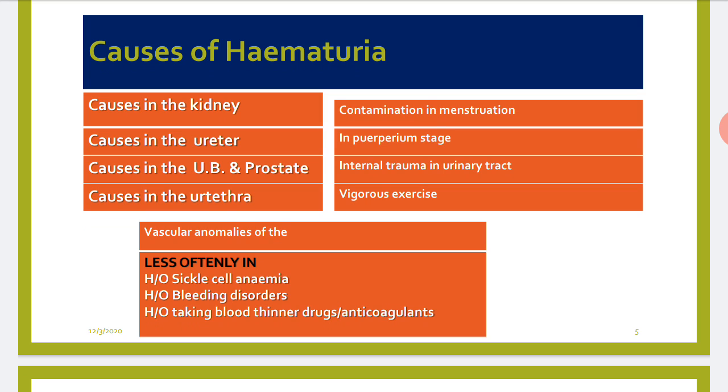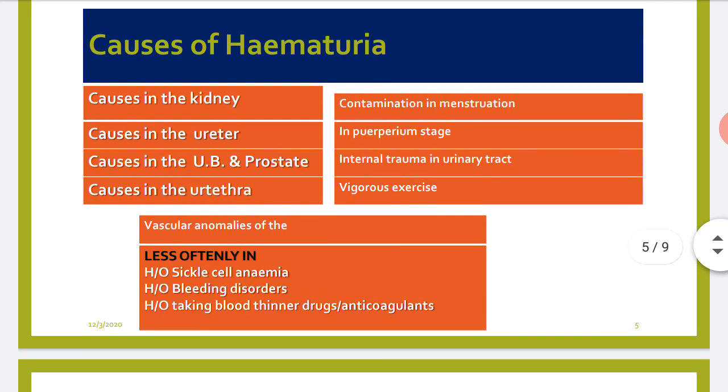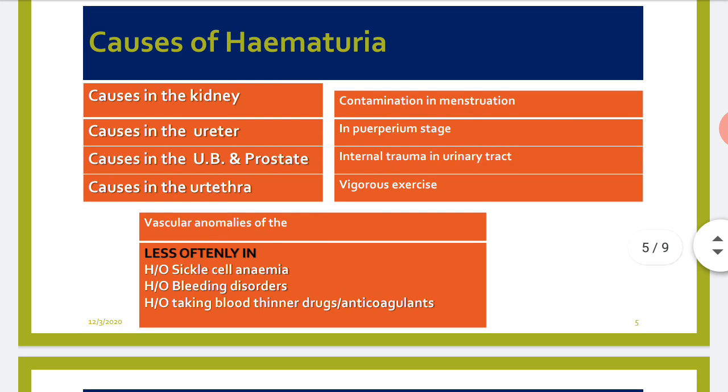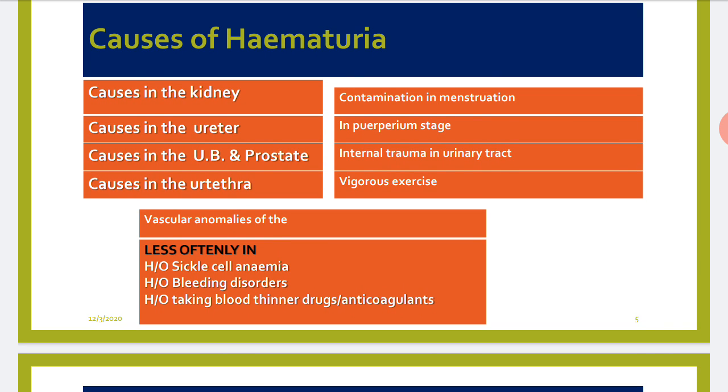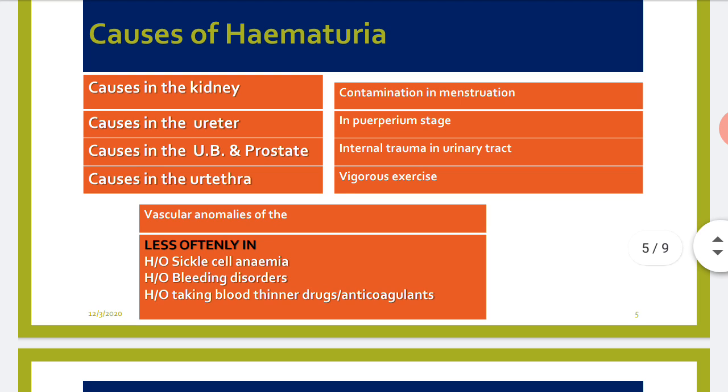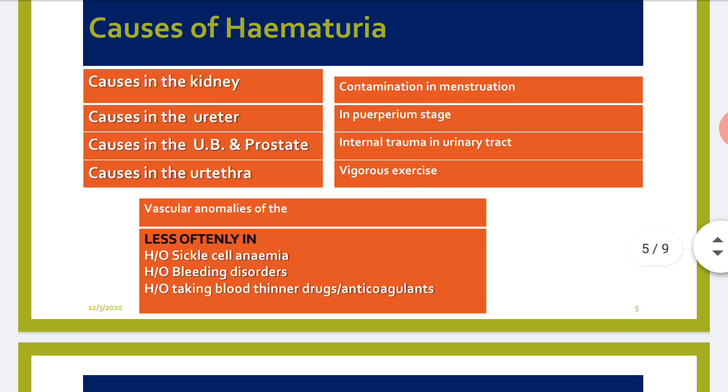Among the tumors, Wilms' tumor, also known as nephroblastoma, occurs below the age of 3 to 4 years in children. Another one is renal cell carcinoma, a malignant tumor of the kidney which shows painless hematuria. Transitional cell carcinoma also causes hematuria. Stones in the kidney, mostly oxalate stones or triple phosphate stones, cause hematuria.